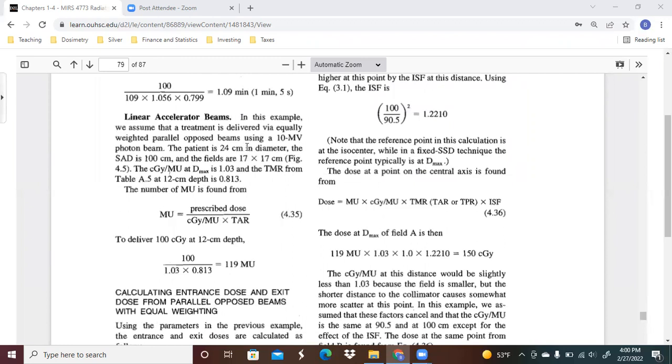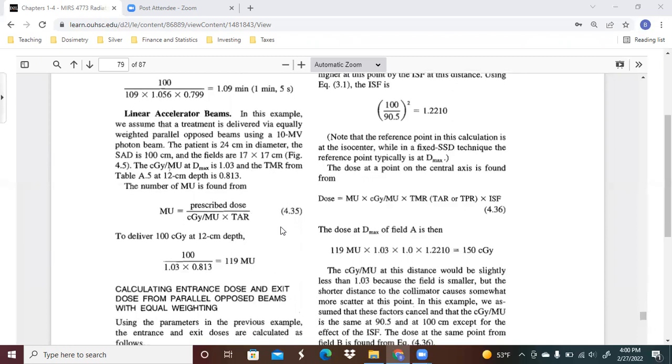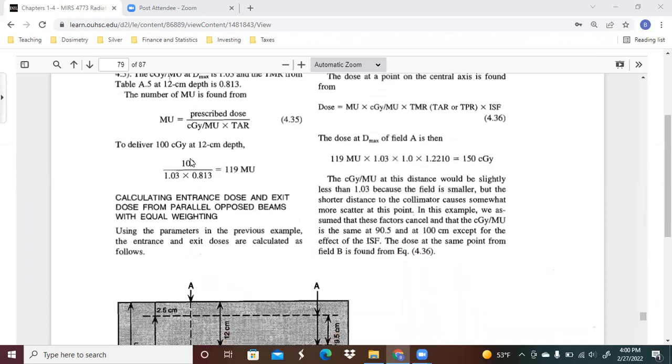The linear accelerator, if we're using the same approach, we've got our prescribed dose up here. We have our centigrade per MU. We have the TAR here as well. Looking up for all of these, we end up here with our dose rate, and at 12 cm depth what the TMR is. Well, in this case, I mentioned it as TAR. I don't know why they go from TMR to TAR. That should be the same regardless. So they put all of this information in, and you come up with 119 monitor units.